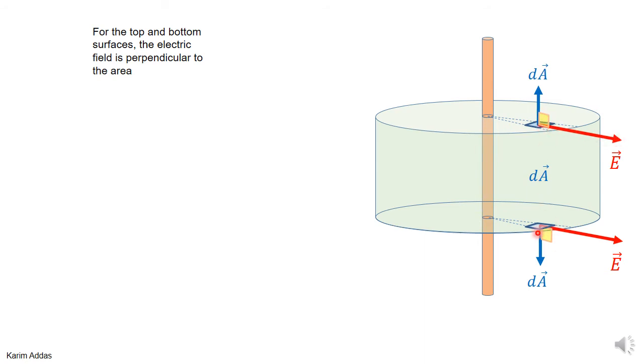For the bottom face, the same thing happens. The area vector, if you take an element of area like this on the bottom face, points perpendicular, but since this is the bottom face, the direction from inside to outside is downwards, so the area vector points downwards here. And still, the electric field vector is radially outward, so the angle is 90 degrees.